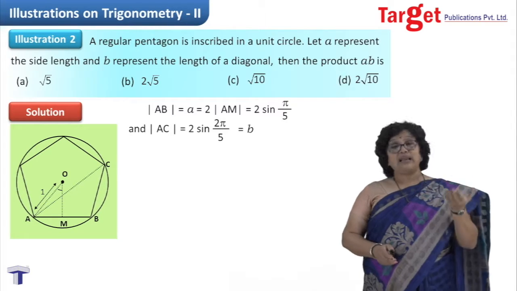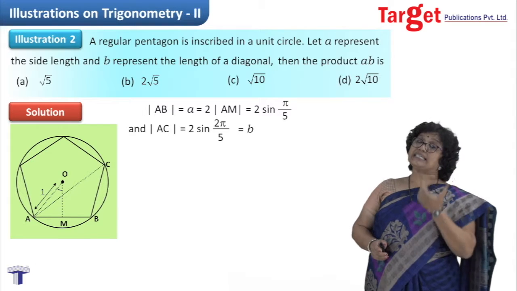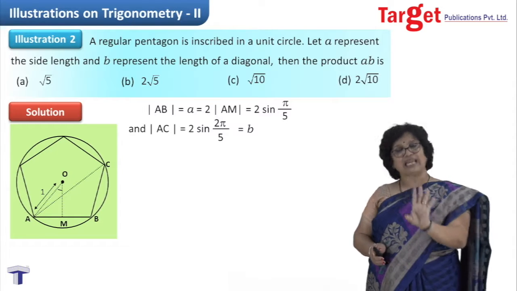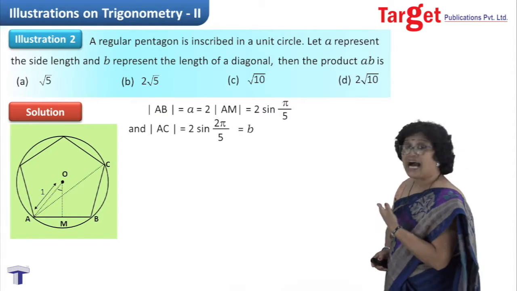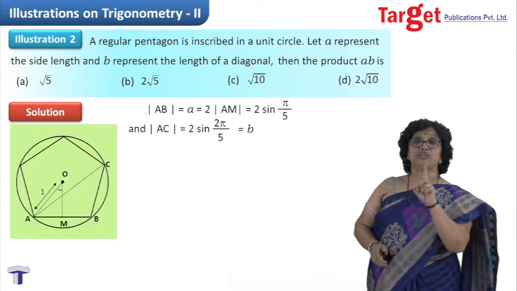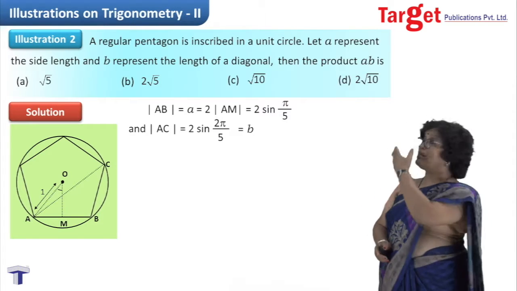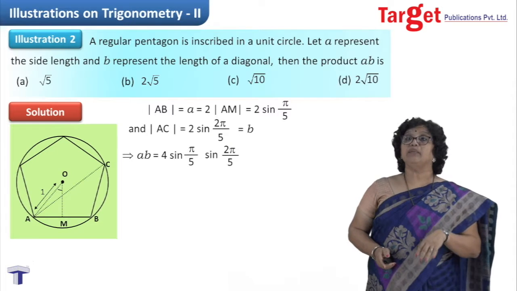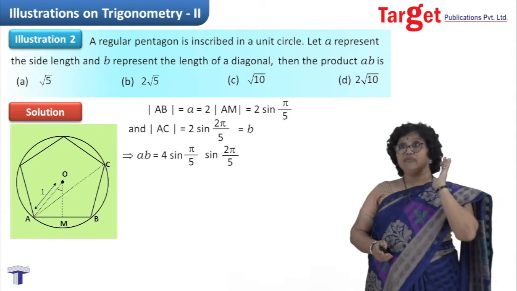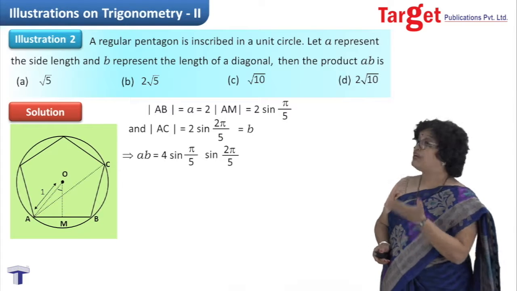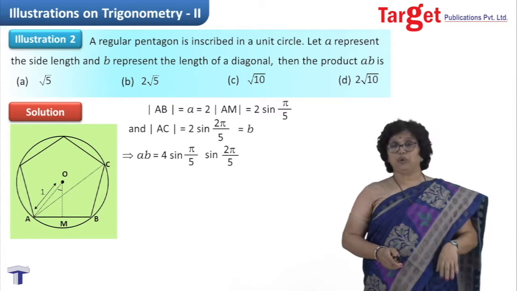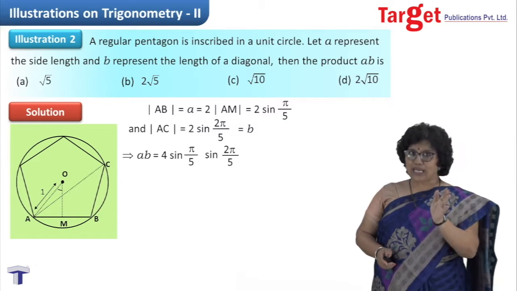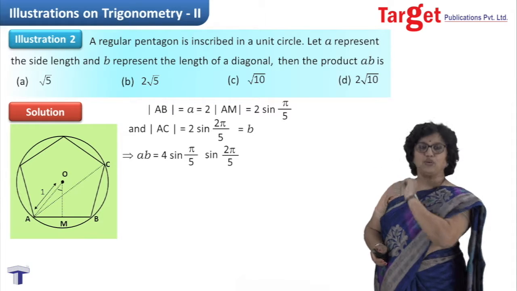Fine. And what about AC? Now when AC subtends angle at the center as 4 pi by 5, similar exercise we will do and we will get answer for AC as 2 sine 2 pi by 5, which from the given question's information is to be kept as B. And product AB we have to find, and that is nothing but 4 sine pi by 5 into sine 2 pi by 5. Now break that 4 as 2 into 2. So it would be 2 times 2 sine pi by 5 sine 2 pi by 5.